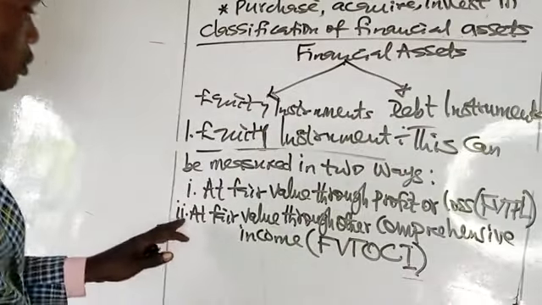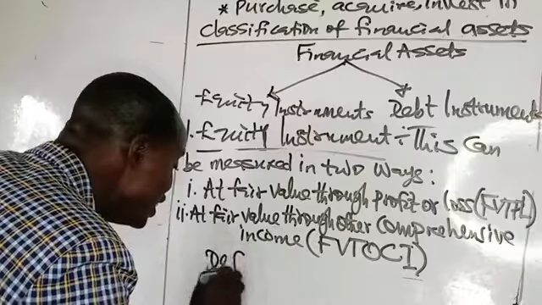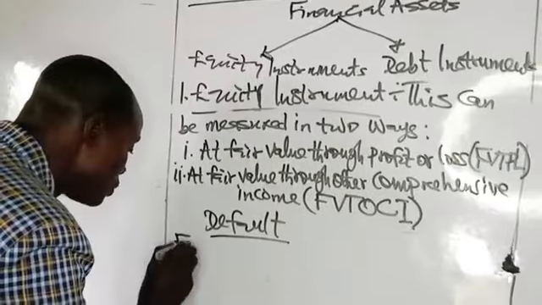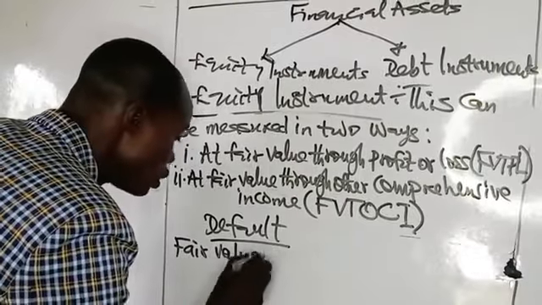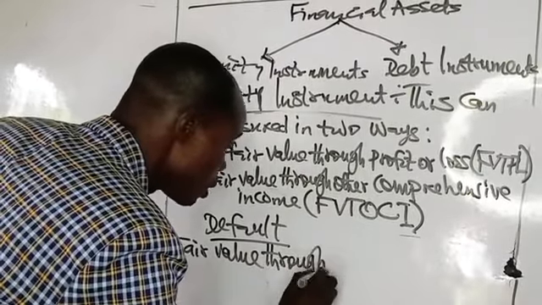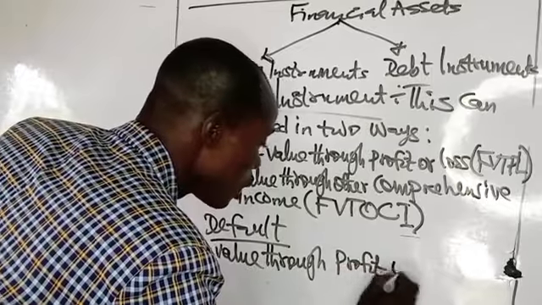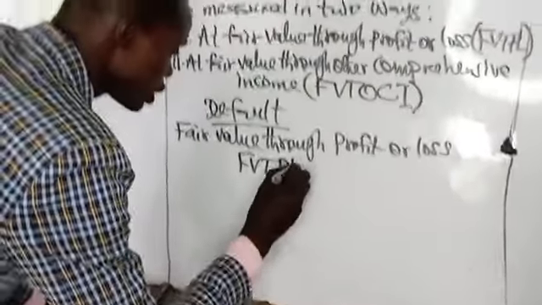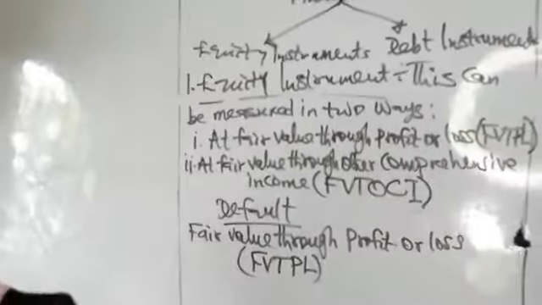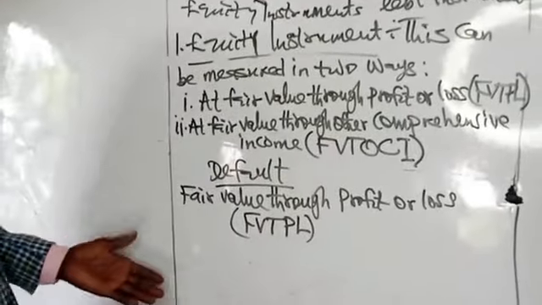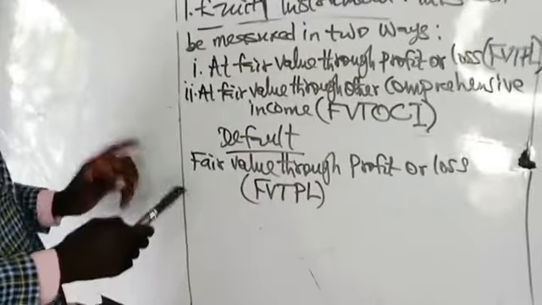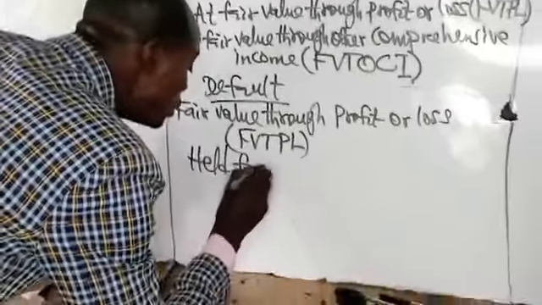Of these two, the default is fair value through profit or loss. That is the default. What does that mean by default? If the examiner is silent, you should always assume that that investment is always measured at fair value through profit or loss, or where the investment is held for trading purpose.